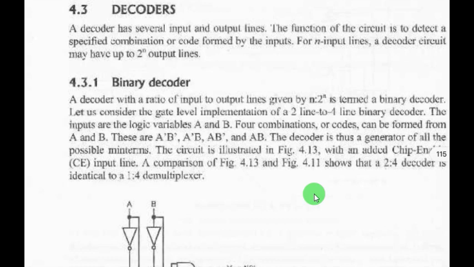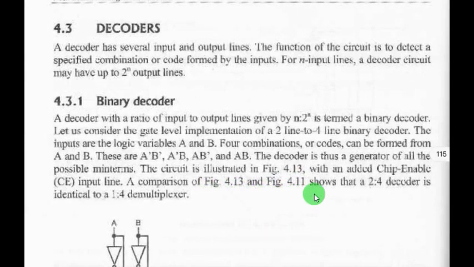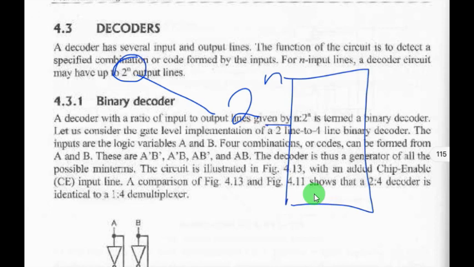A decoder has several inputs and output lines. The function of the circuit is to detect a specified combination or code formed by the inputs. For n input lines, a decoder circuit may have up to 2 to the power n output lines. So if you have a decoder, and it takes 3 inputs, what do we expect the number of outputs to be? 8. So we are going to have 8 outputs.